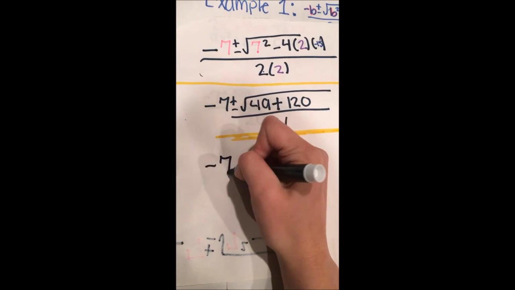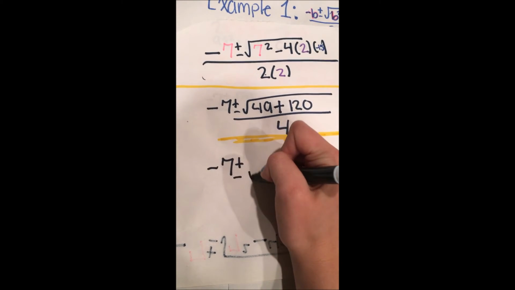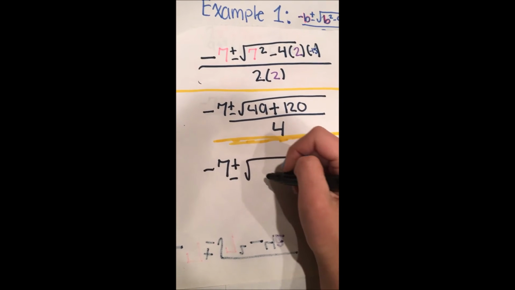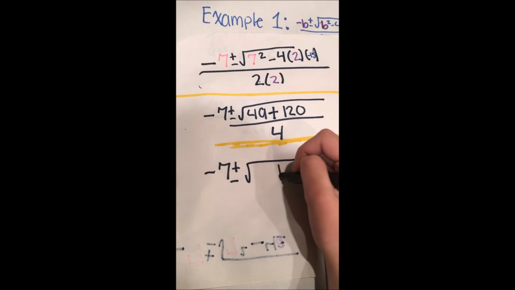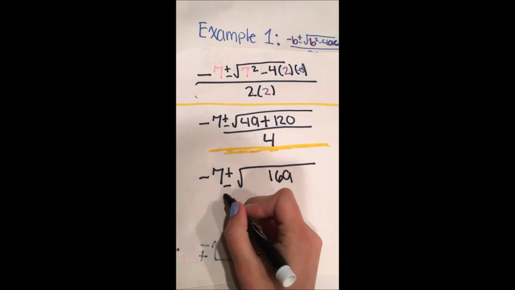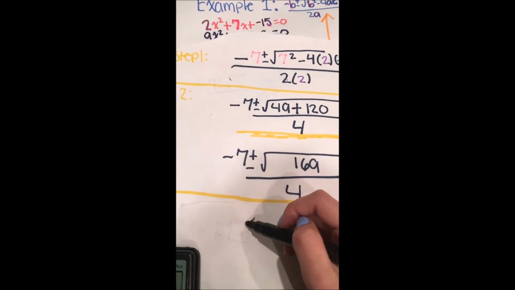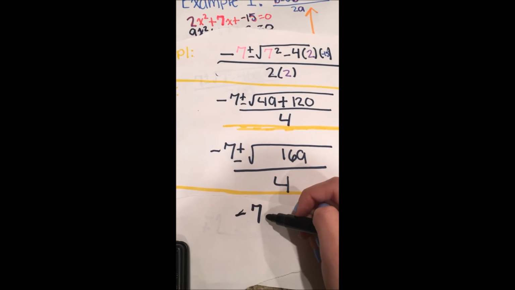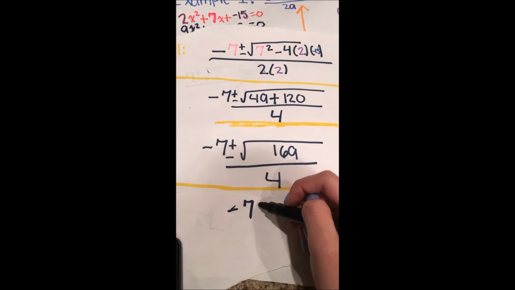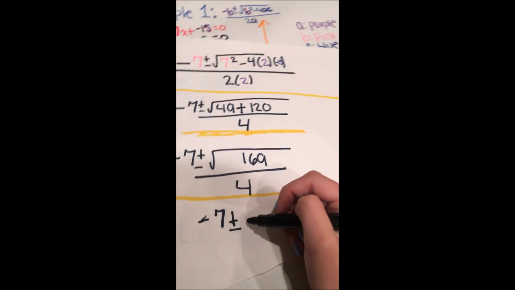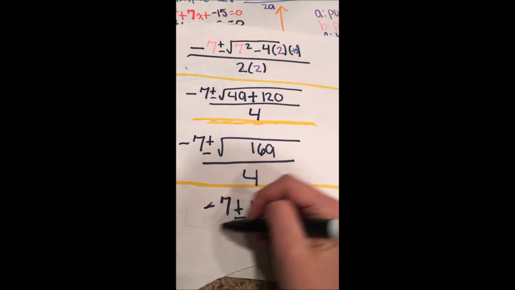We can simplify even further because inside the square root is 49 plus 120, which equals 169. To simplify it one last time, the square root of 169 is 13, so it's negative 7 plus or minus 13 over 4.